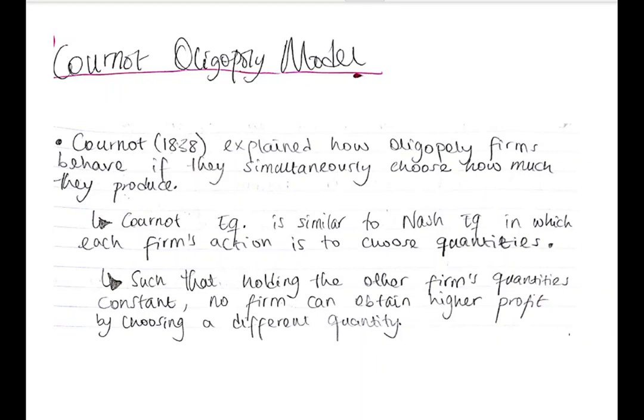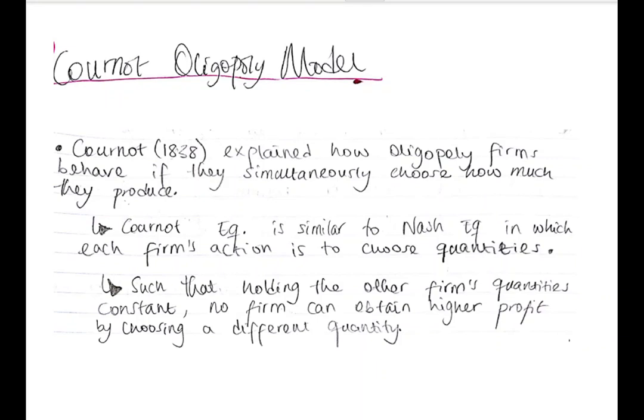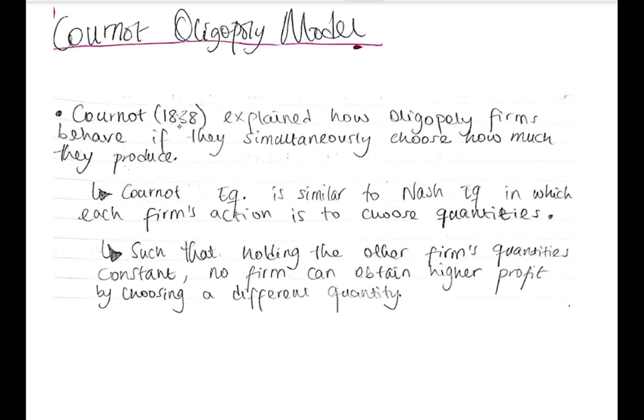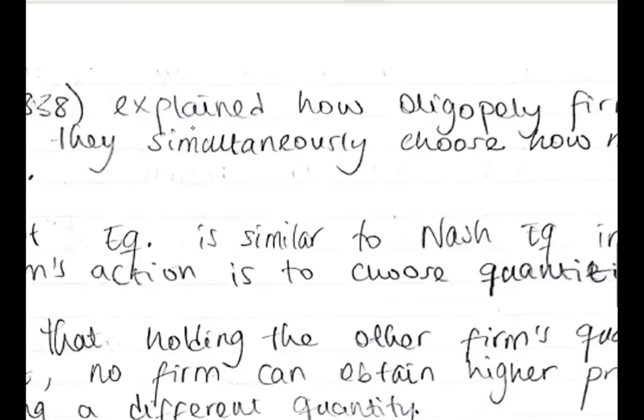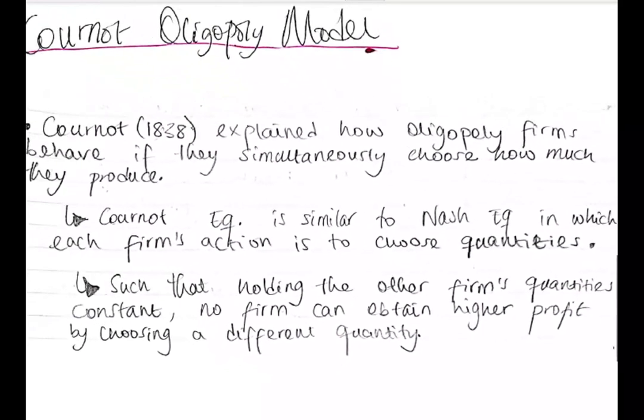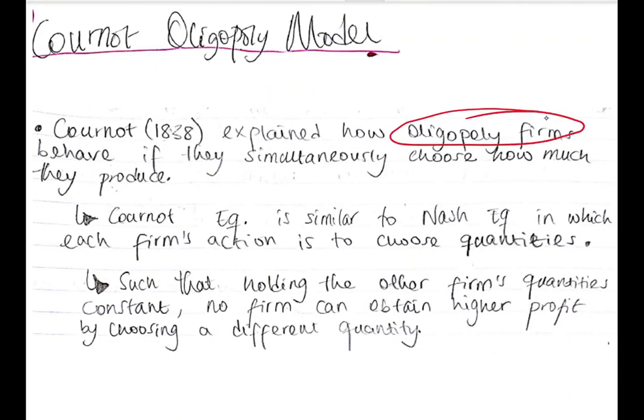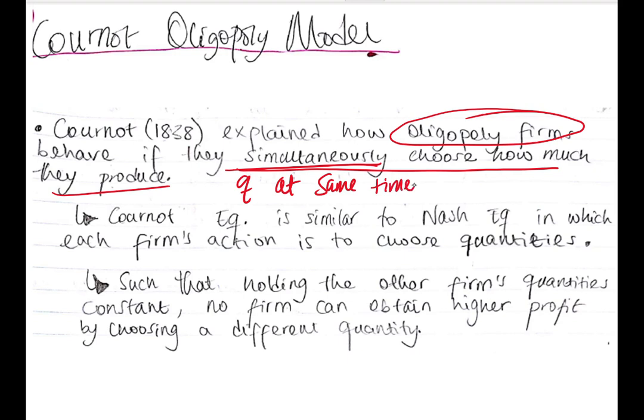Okay, so in this video, we're going to talk about the Cournot model, the Cournot Oligopoly model. Now, Cournot, in 1838, explained how oligopoly firms behave. Remember how we defined oligopoly: there's a few firms that hold the majority in the market. They choose simultaneously, so at the same time they're making that decision on how much to produce, so they're choosing Q at the same time. Two very important things, remember from our previous assumptions: they're choosing quantity, not price, and they're doing this at the same time.